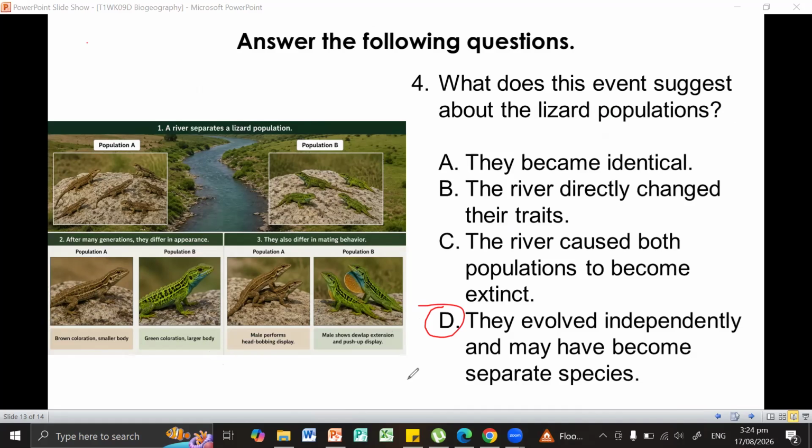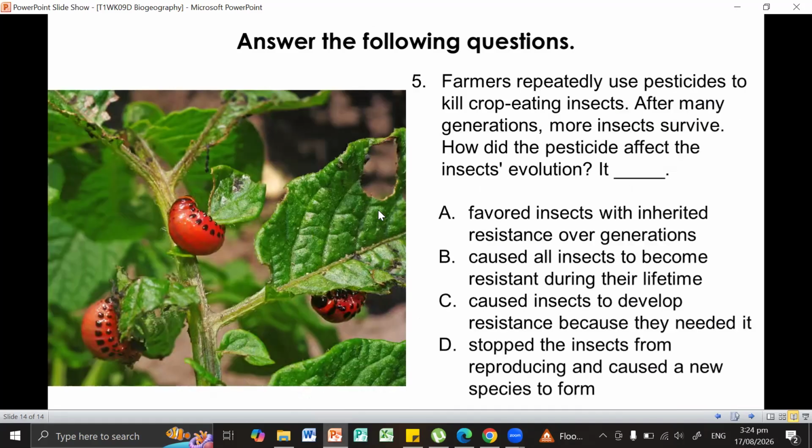Okay. And finally, last slide, number five. Farmers repeatedly use pesticides to kill crop-eating insects. After many generations, more insects survive. How did the pesticide affect the insects' evolution? This scenario is an application of human activities because humans use pesticide. And the answer here is letter A. Favored insects with inherited resistance over generations.